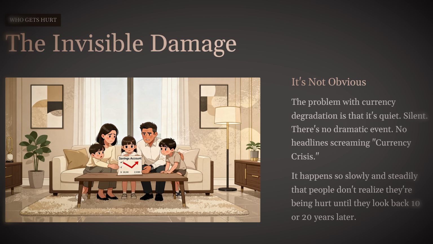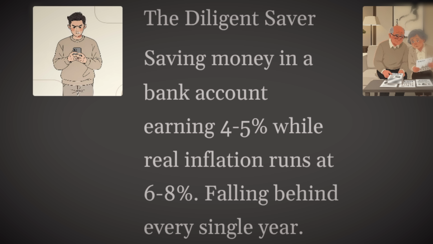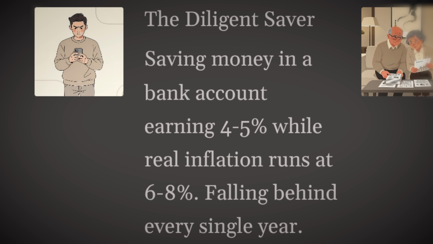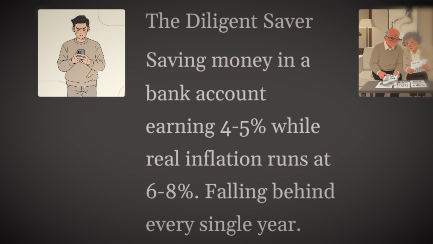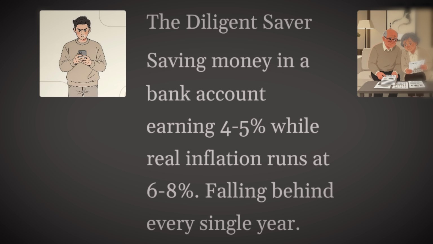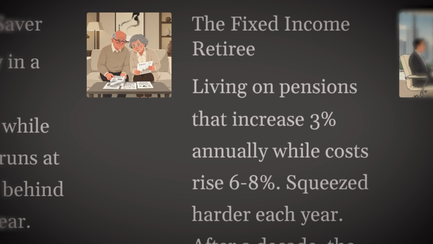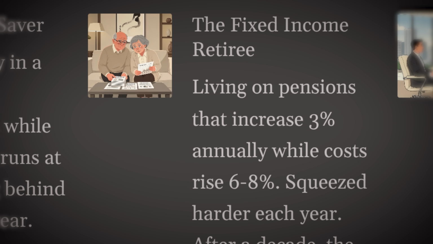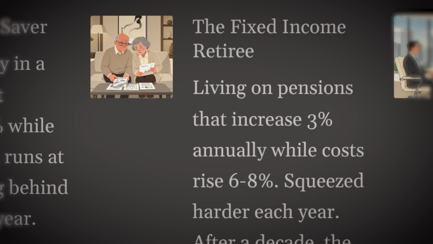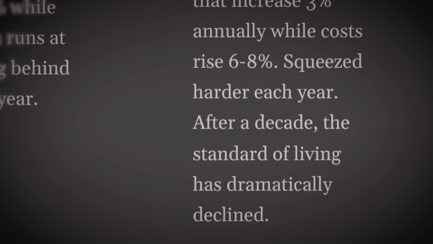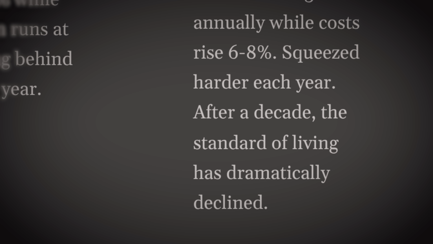But who loses in these situations? The problem with it is that it isn't obvious. It is quiet. If you're diligently saving your money in a savings account, you're losing purchasing power every single year. If you're earning 4 to 5% interest, real inflation, the stuff you actually buy, is often higher. You're falling behind. If you are a retiree with a fixed income portfolio, living on a pension or social security, your checks might go up 3% a year, but if costs go up 6 or 8%, you're getting squeezed. Do that for 10 years, do the maths. Your standard of living drops a little bit. You don't really notice it at first, but after a while you do.